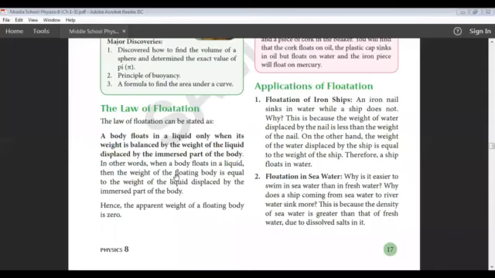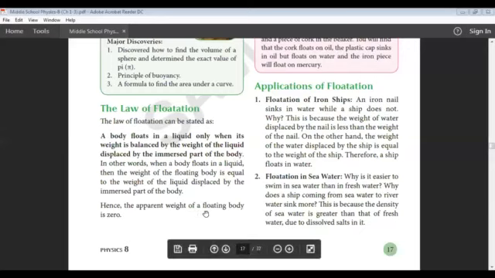Okay students, so let us study about the law of flotation. The law of flotation states that a body floats in a liquid only when its weight is balanced by the weight of the liquid displaced by the immersed part of the body. It means weight of the floating object is equal to the weight of the displaced liquid. The amount of displaced liquid should be equal to the weight of the body. Then only the body floats, and hence the apparent weight of this floating body will be equal to 0.